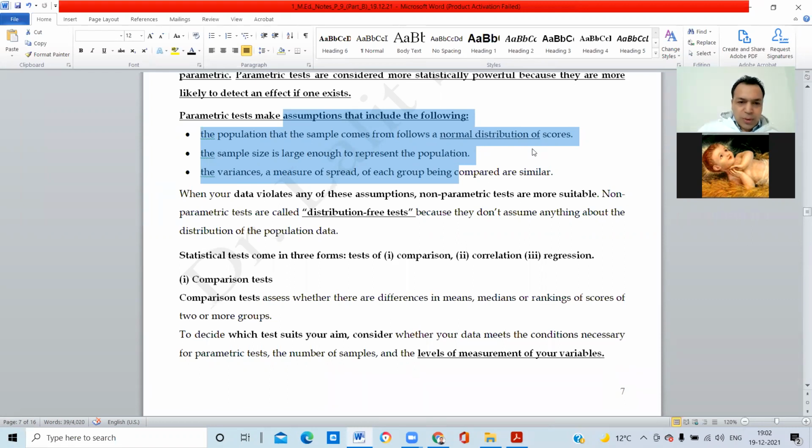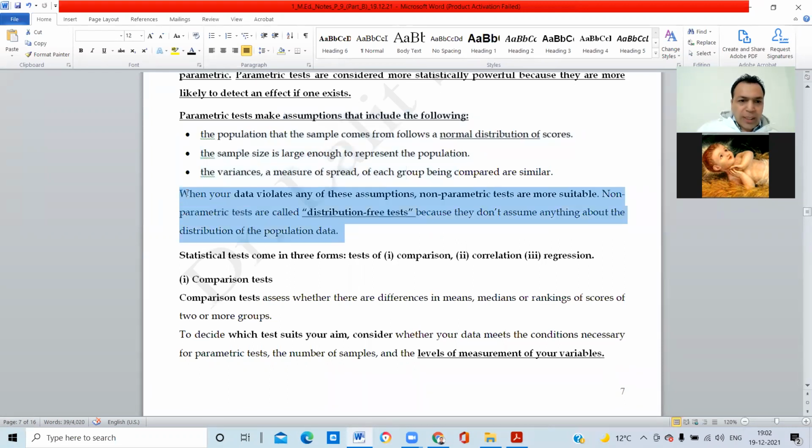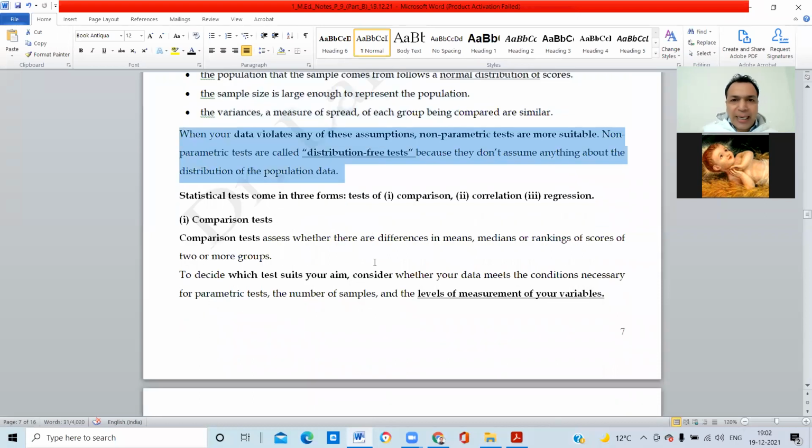Now read this line. When your data violates any of the above assumptions, then non-parametric tests are more suitable. What are the non-parametric tests? Non-parametric tests are called distribution-free tests because they do not assume anything about the distribution of the population data.